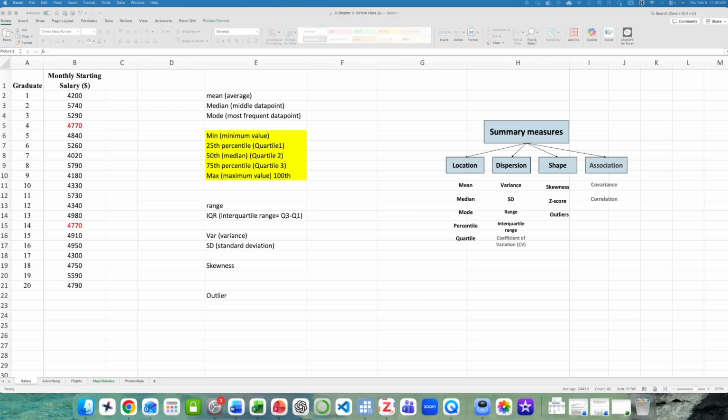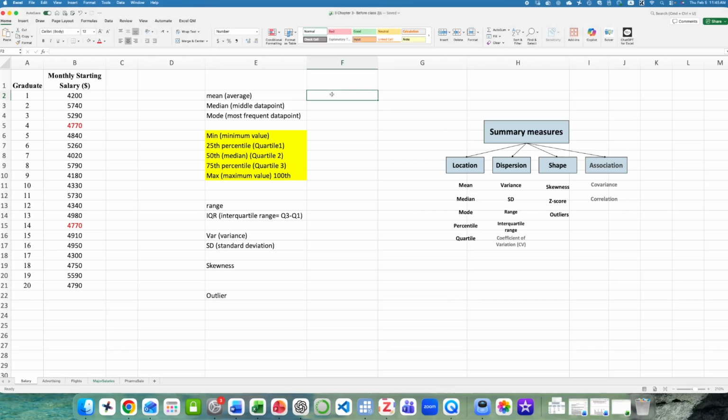Measure of location tells us where the center of our data is. Think of it as the typical value in your data set. We are going to talk about mean, median, mode, percentile, and quartile. Mean is the sum of all salaries divided by the number of graduates. In Excel, we are going to use the average function.